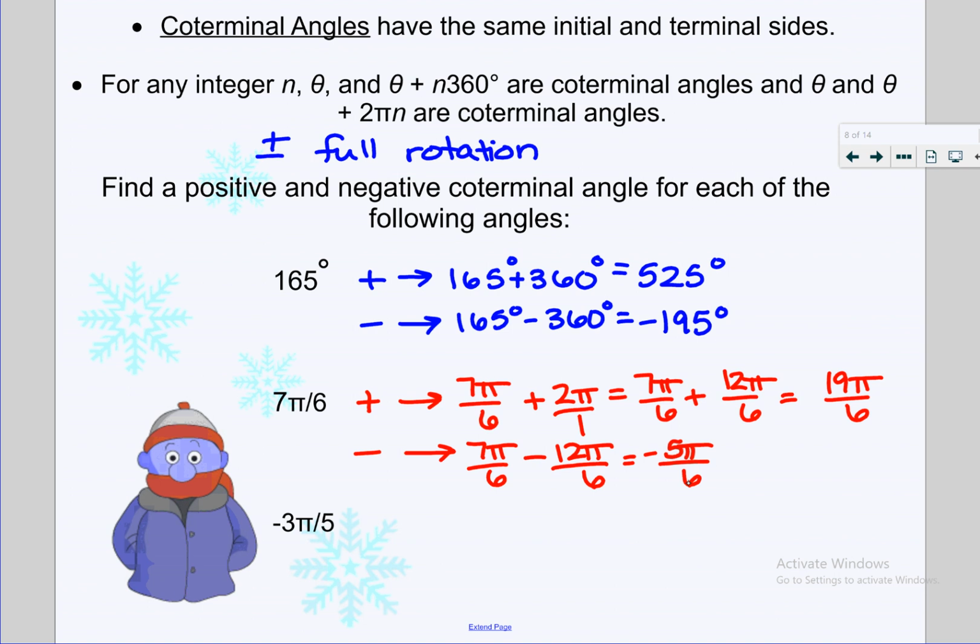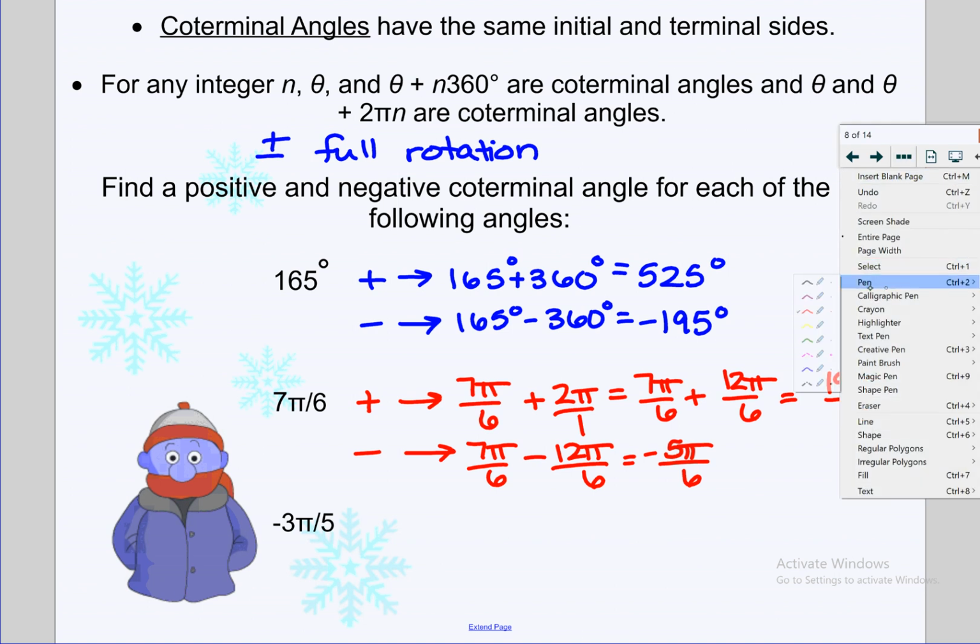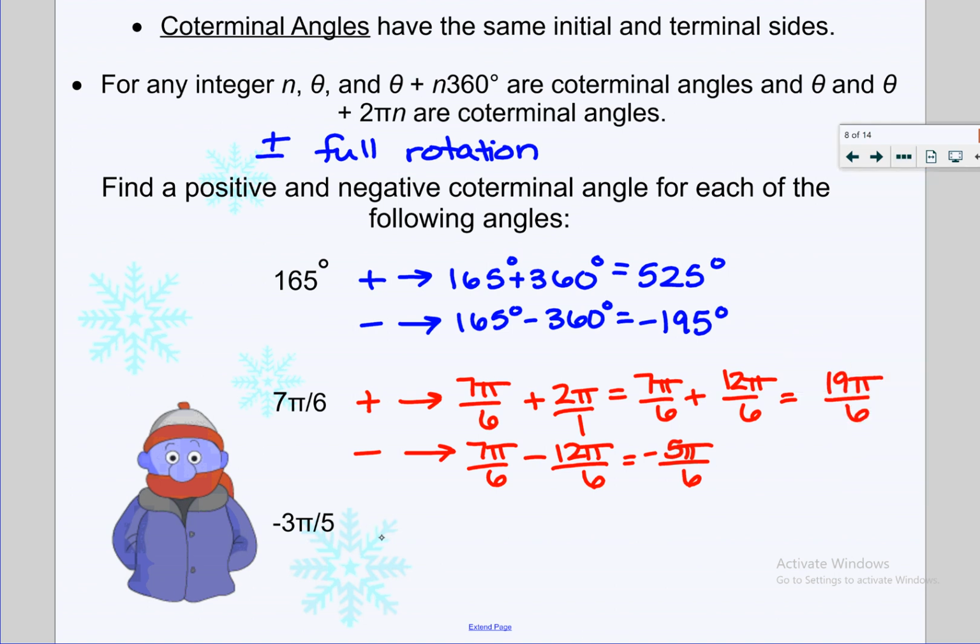Okay? Yeah? All right, let's look at the last one. Negative 3 pi over 5, positive and negative coterminal angle, which means I'm going to add and subtract. Maybe we can just condense this and do it all at once. Add and subtract 2 pi.